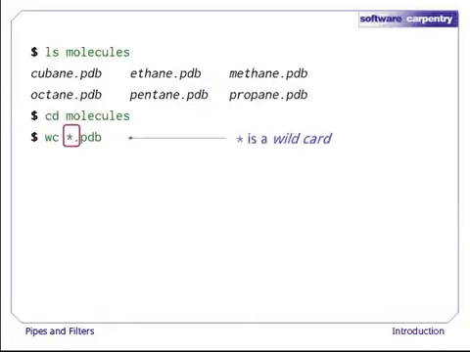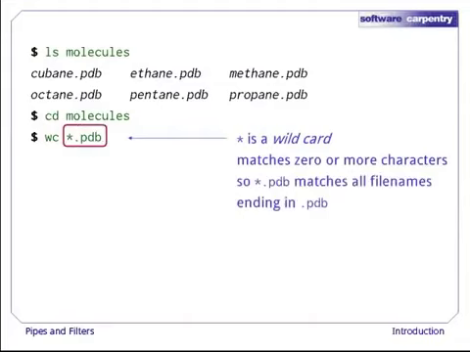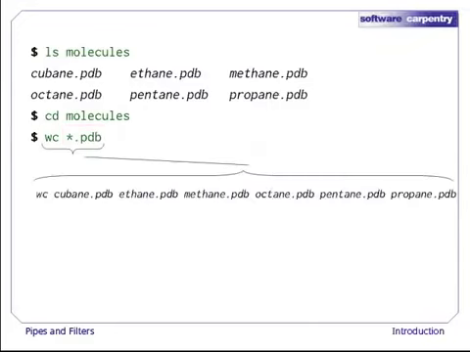The star in *.pdb is a wildcard character. It matches 0 or more characters, so the shell expands the expression *.pdb to be the complete list of .pdb files. The shell does this before wc runs, so the actual command is wc cubane.pdb, ethene.pdb, and so on.